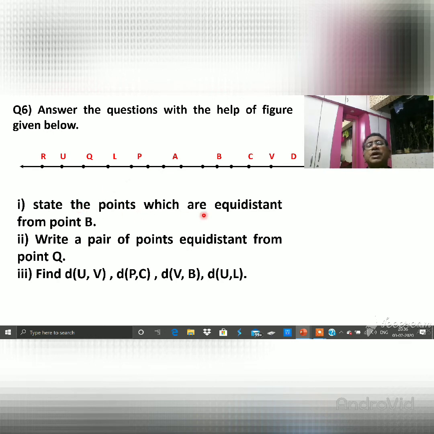State the points which are equidistant from point B. So this is the point B. So point B is equidistant. See, this is one point. So here also we eliminate one point. Then which point do you get? C. Here is one point eliminated, then which point do you get? A. So from B, the equidistant points are C and A.